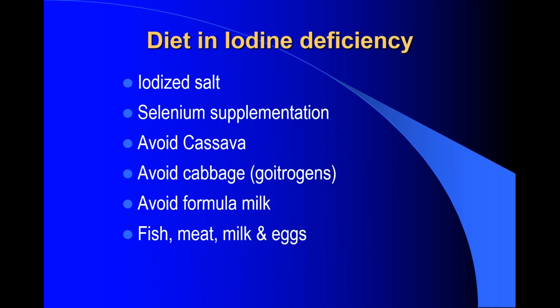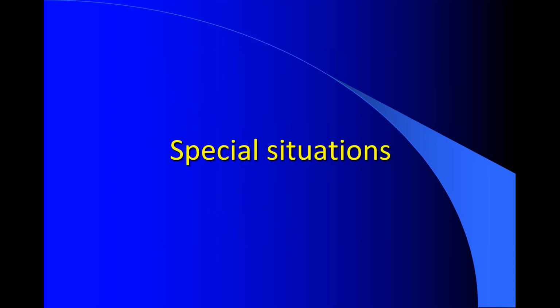Just a word about diet in iodine deficiency. In this, you have to give iodized salt. You can also give selenium replacement, which has better effects. You have to avoid cassava and cabbage, which are goitrogenic. You have to avoid formula milk, and you can give fish, meat, milk and eggs. Seafoods are very rich in iodine.